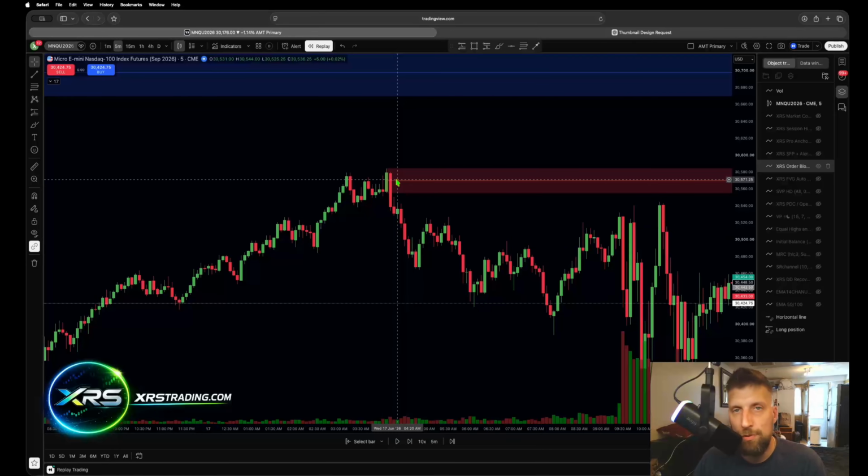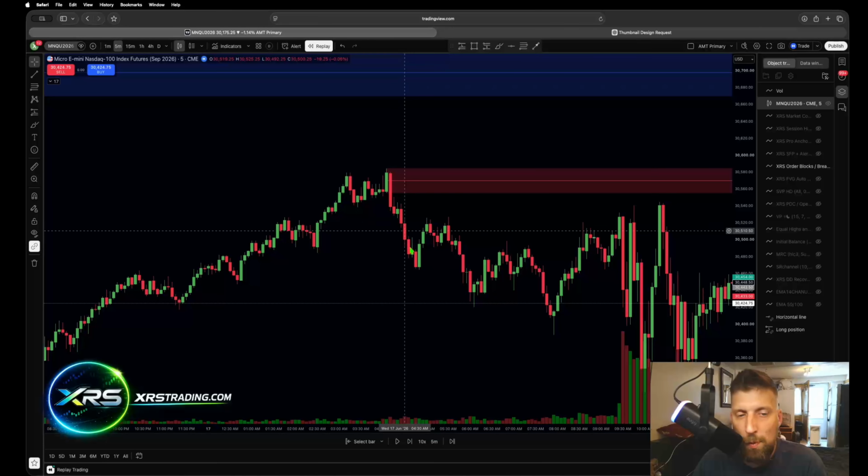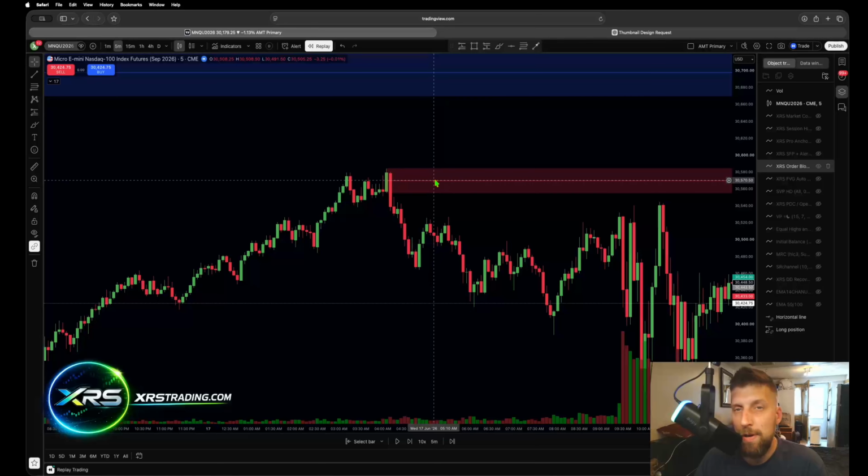So a lot of times what institutions or large players will do is enter the market with 10,000 contracts, 20,000, whatever the number is. Price will move away. They'll wait for it to come back to this area, and then they'll enter with another 10 or 20,000, ensuring that all of the contracts that they wanted to get into that position, or as many as possible, got that optimal fill price that they were targeting.